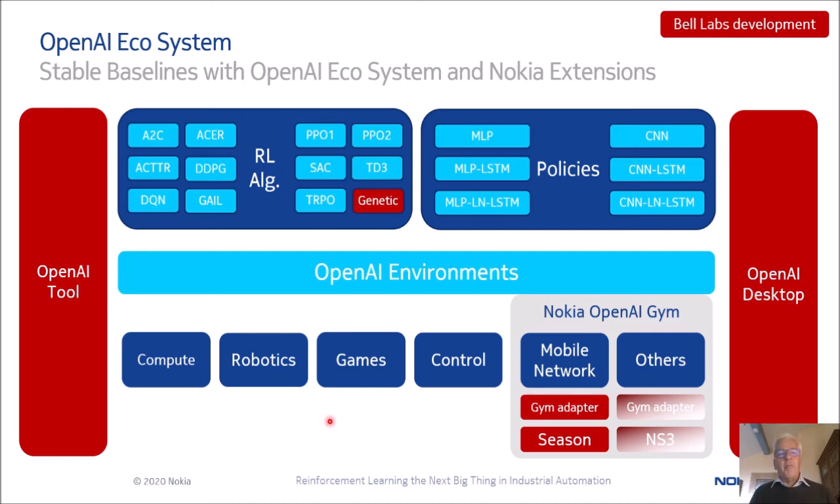Good. Now let's have a look at the whole system that we have been using. Remember that we wanted to integrate this mobile RAN simulator, which is called Season, into this environment. So what we finally did, we took this RAN simulator and we integrated it in the OpenAI environment, besides the others you have already seen: these compute, robotics, games, and control applications. Now within that environment, the Season adapter, the mobile RAN adapter, is visible in the same way as the other applications we have looked at.